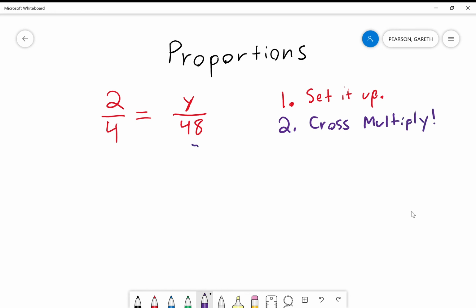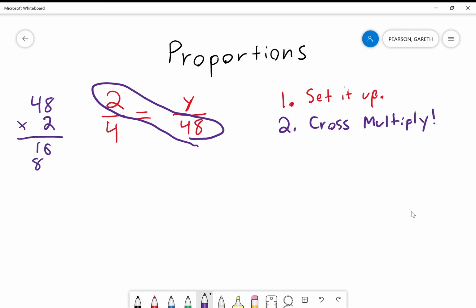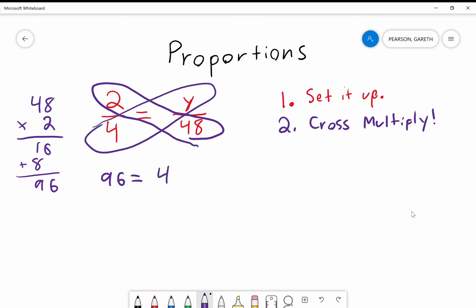So let's do it. We do 48 times 2. 48 times 2 is going to be, let's just do it over here so you don't get confused. 48 times 2, 8 times 2, well, come on, 16, okay, and 4 times 2, 8. So when we add them together, we get 96. 48 times 2 will be 96. Okay, we write it down here. 96 equals, and then here we have 4 times y, which is what? 4y. Perfect. Now, our third step is simply to divide.